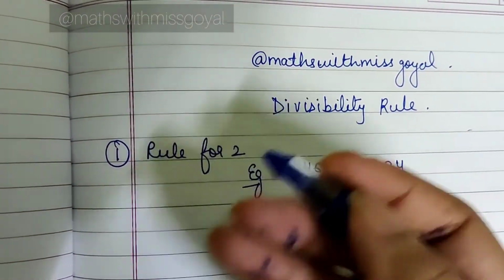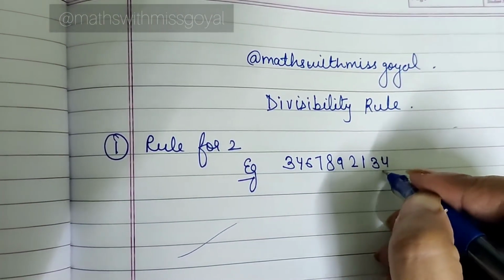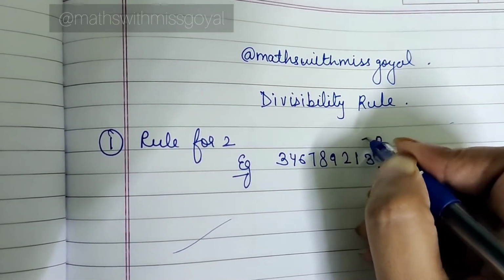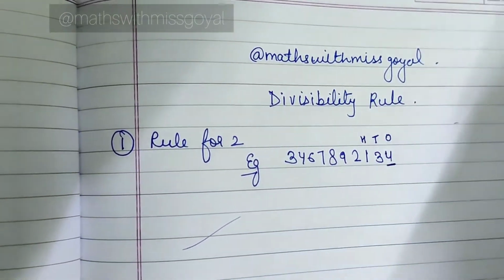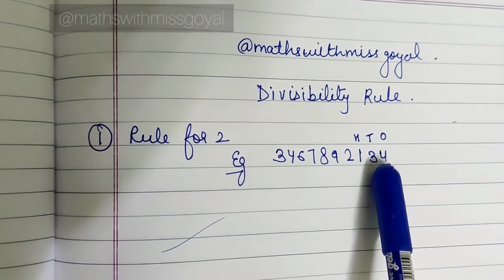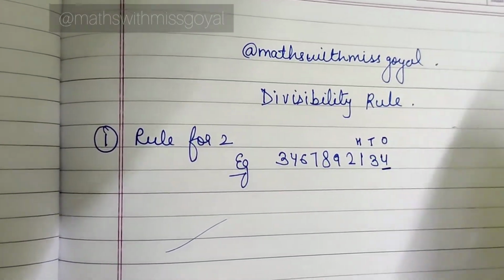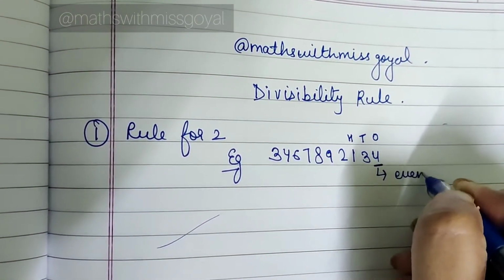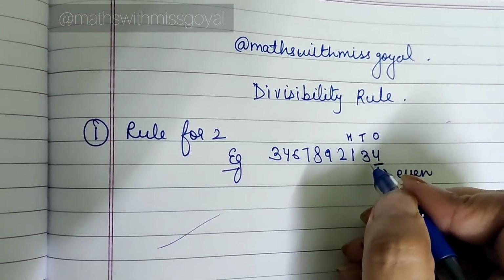For the shortcut, you will just look at the number at the ones place. I hope all of you know what the ones place is. This is ones, tens, hundreds. I have already explained it in my previous video. So you will look at the number at the ones place only, and if the number at the ones place is even, then the whole number is divisible by 2.